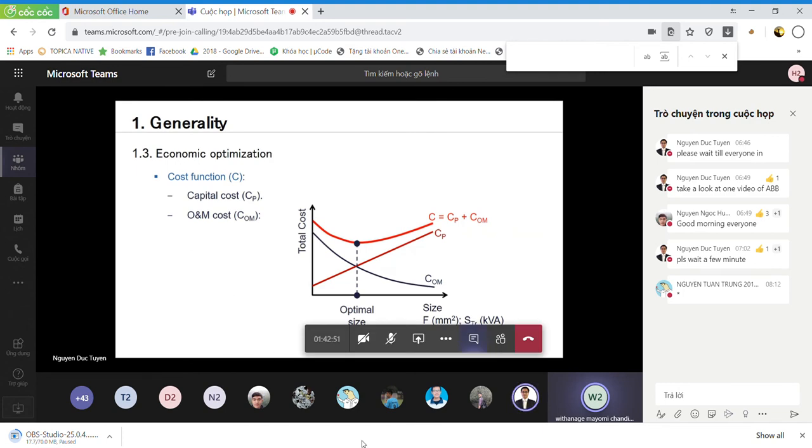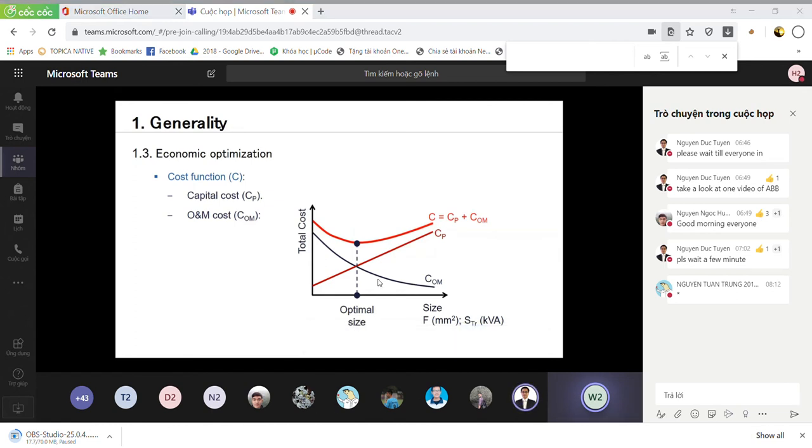Here the slide belongs to the economic optimization. I think you all can remember we have already studied this in the third chapter. But here I would like to explain something as a reminder. The blue line is the cost for the O&M. O&M means operating and maintenance, and the dark red line is the capital cost, and the red line is the cost function and the total cost. I think we don't need to explain more about this because we have already learned it before.